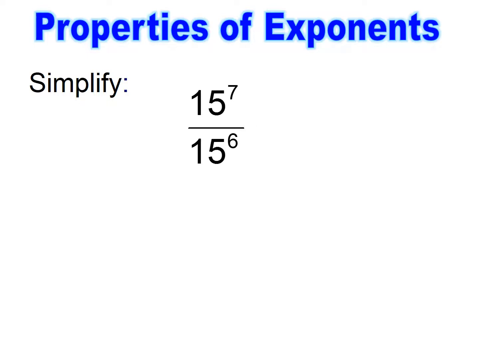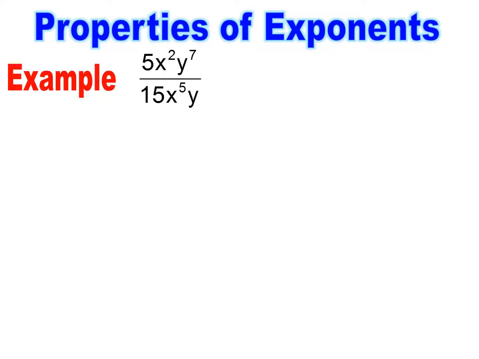So the like bases here are numbers, but we still do the same thing. We're subtracting the exponents, the higher exponent's on top, so we end up with simply 15 as our solution.